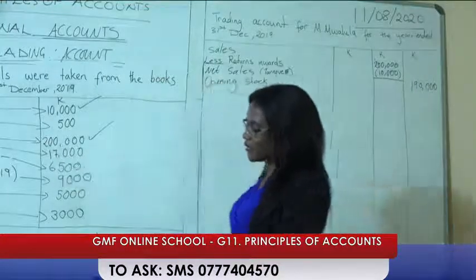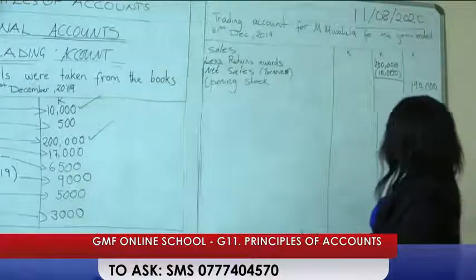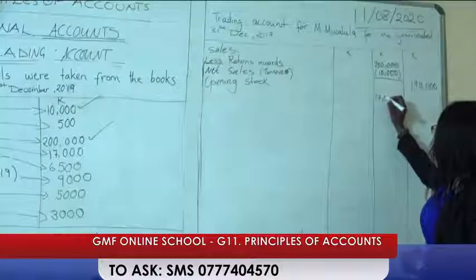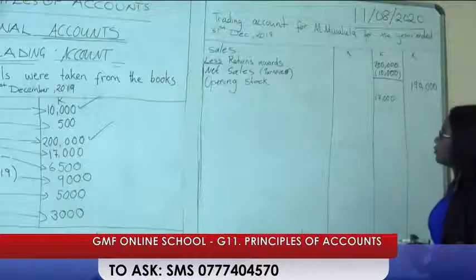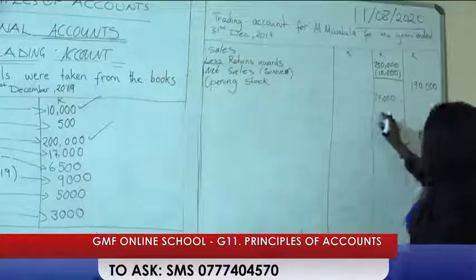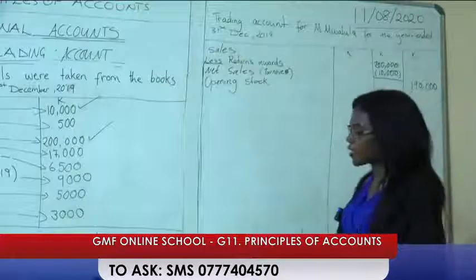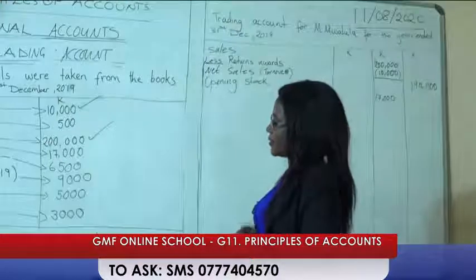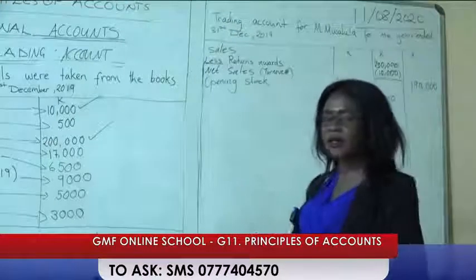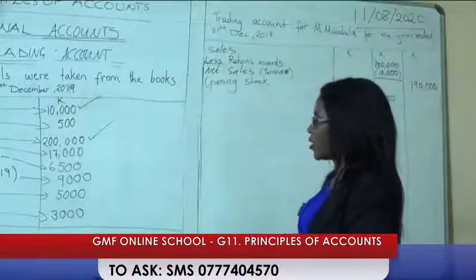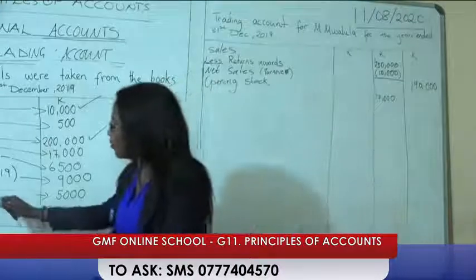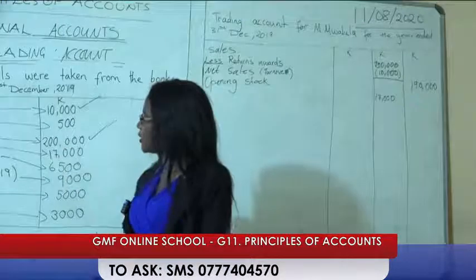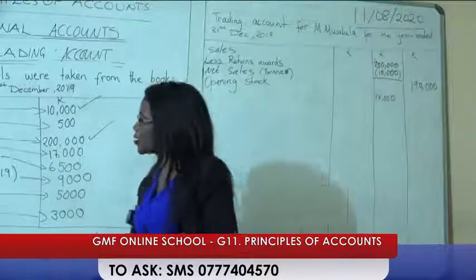So where do we enter the 17,000? The 17,000 will be entered in the second column of the trading account. So we say opening stock, 17,000. The next, after the opening stock, we go to the purchases. Do we have any adjustments in the purchases? Okay. In the purchases, we have 3 adjustments: the first one, returns outwards, the carriage inwards, and the custom duty.